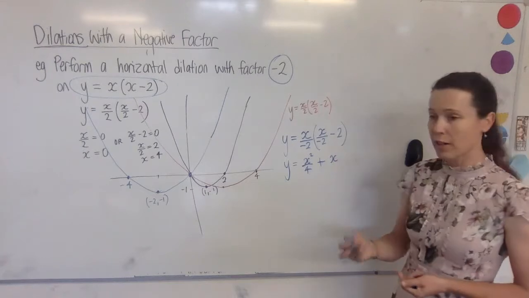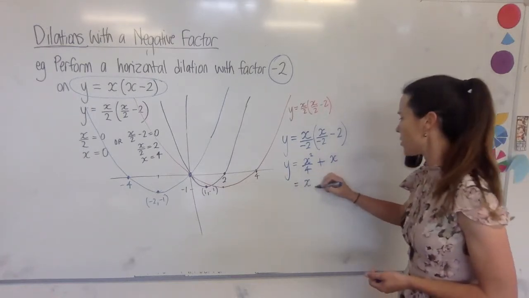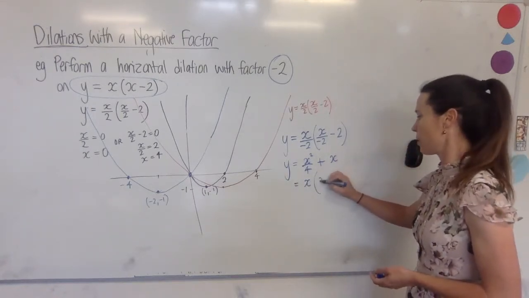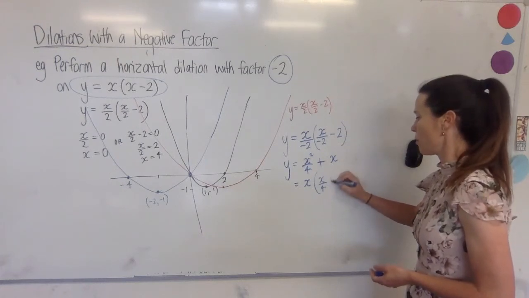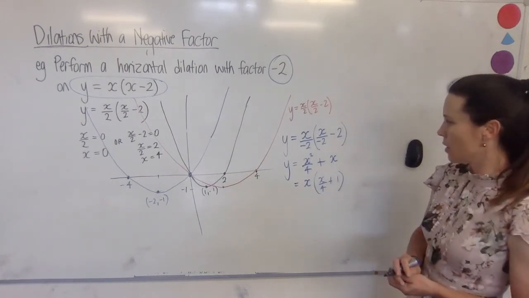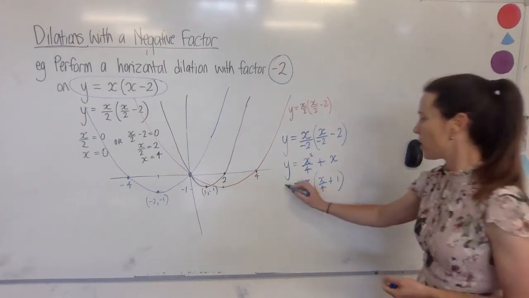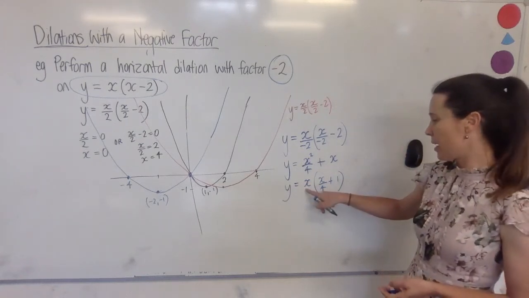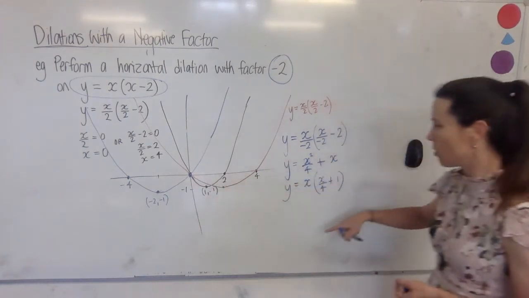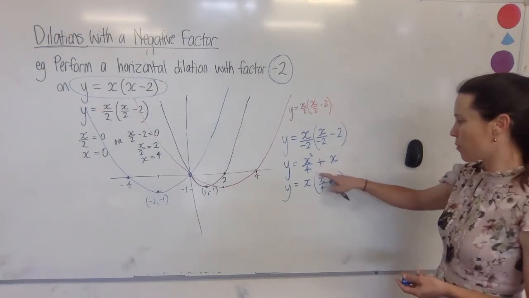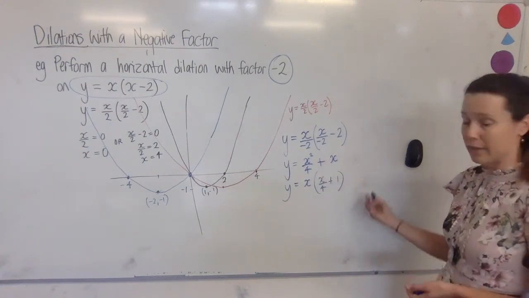And then you could refactorise that if you wanted to and say this is actually just an x out the front of x over 4 plus 1. Now, if we let y equal 0, we can see that either x is 0 or x is -4, because -4 divided by 4 plus 1 equals 0.